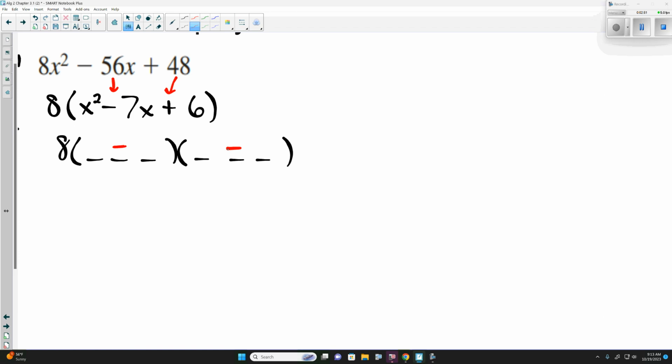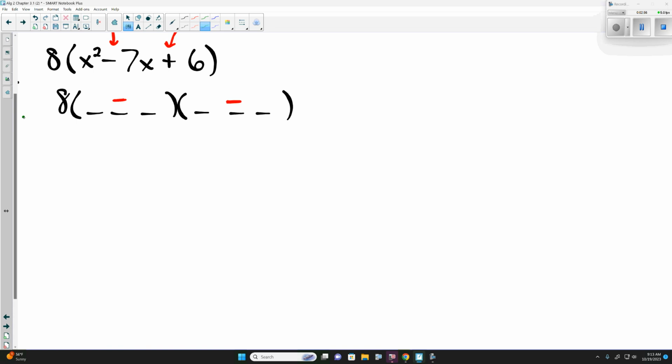Questions on this here so far? Brings us to step number 4, which is the factors of the first and third terms. The factors of x squared are x and x. Now, if we look at the factors of the third term, 6, we have 1 and 6 or 2 and 3. Which one do we want to try first? 1 and 6 or 2 and 3?